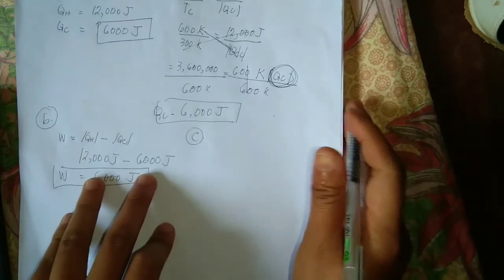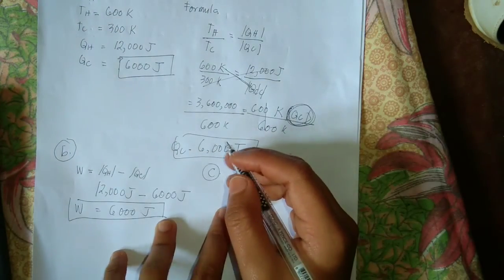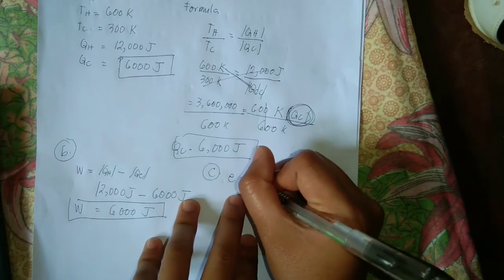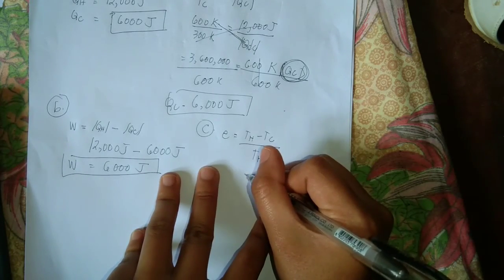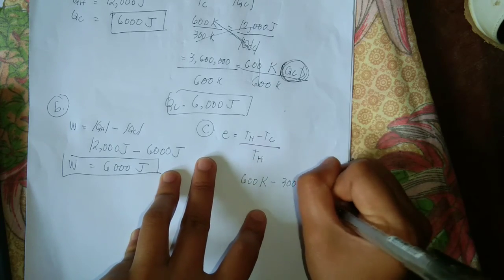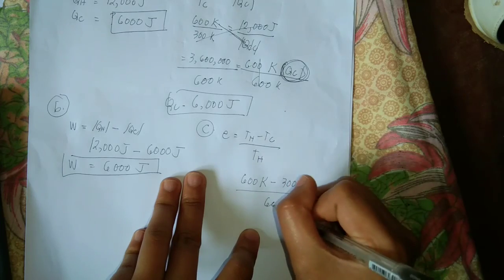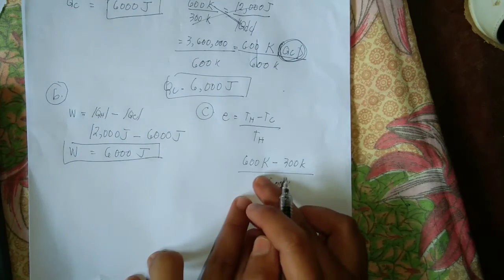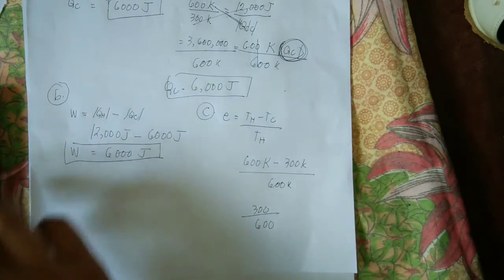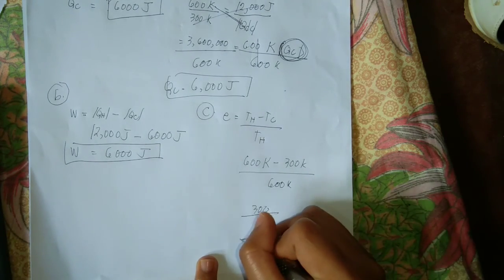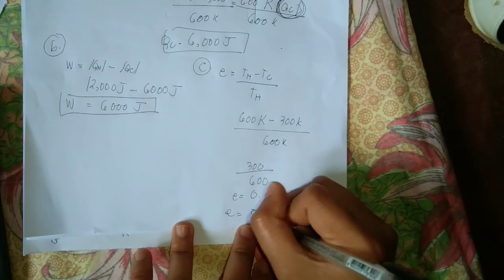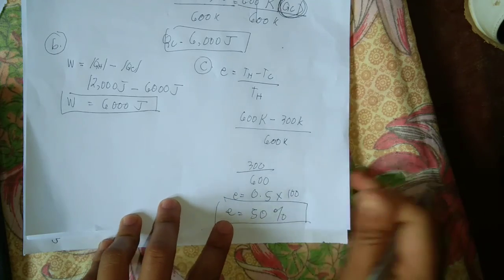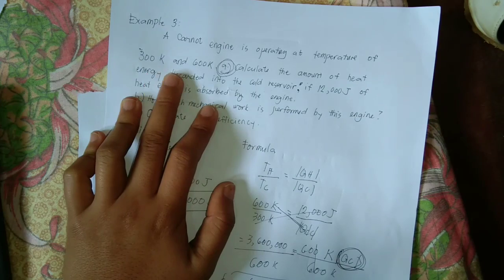So let's proceed to letter C. Our letter C is to calculate the efficiency of this Carnot engine. Let us use the formula: the efficiency of this Carnot engine is equal to TH minus TC over TH. So let's substitute: 600 Kelvin minus 300 Kelvin, all over 600 Kelvin. 600 minus 300 is equal to 300, divided by 600 is equal to 0.5. Since we are trying to find a percentage, let's multiply by 100. So the efficiency is equal to 50%. That is the efficiency of a Carnot engine operating between temperatures of 300 Kelvin and 600 Kelvin.